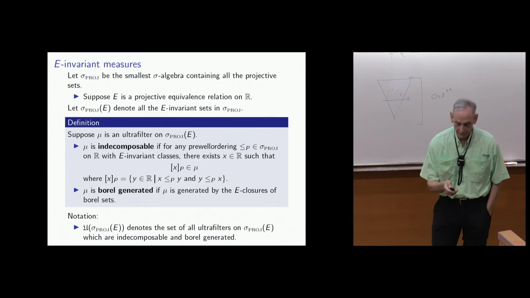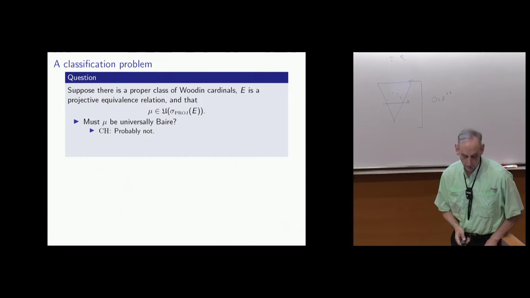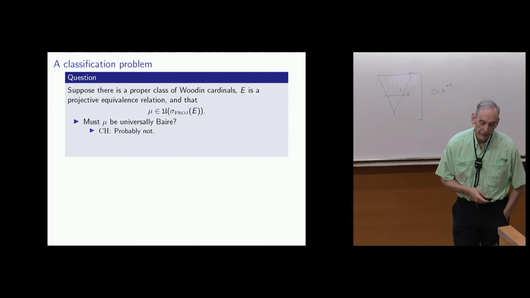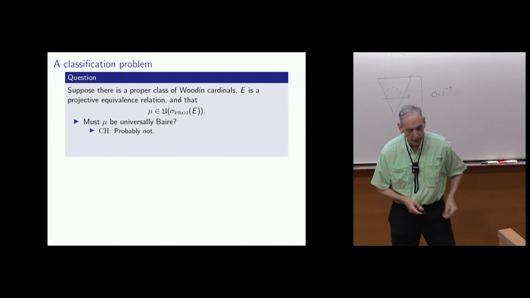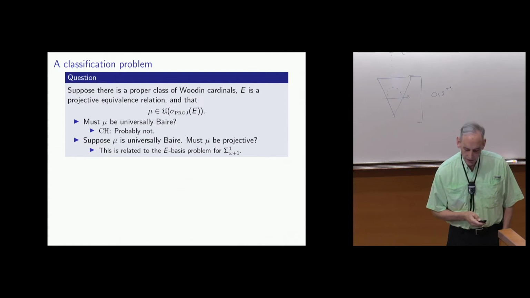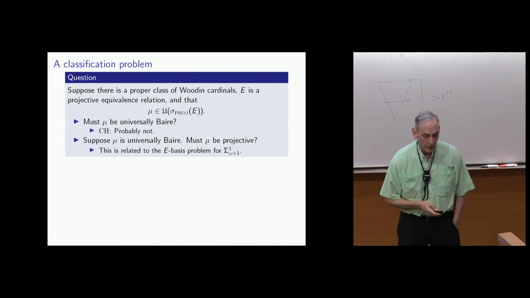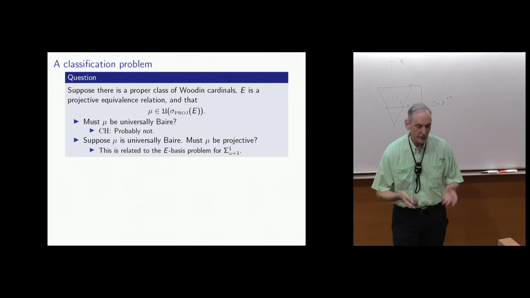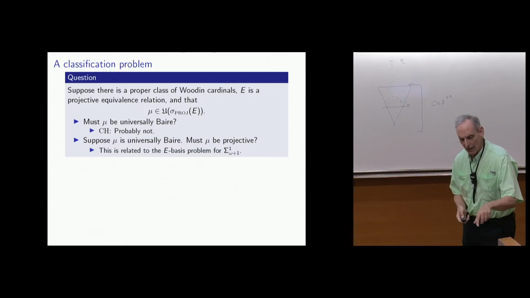Okay. All right. So here's the classification problem. Suppose you have a proper class of Woodin cardinals, E is projective, and μ is such an ultrafilter. Must μ be universally Baire? Well, I think if you assume CH, probably not. That occurred to me this morning, but what I'm really interested in is suppose that μ is universally Baire, must μ be projective? That's the classification problem. And this is related to the E basis problem. If it has to be projective and you can do it in the right setting, then you get the E basis problem.